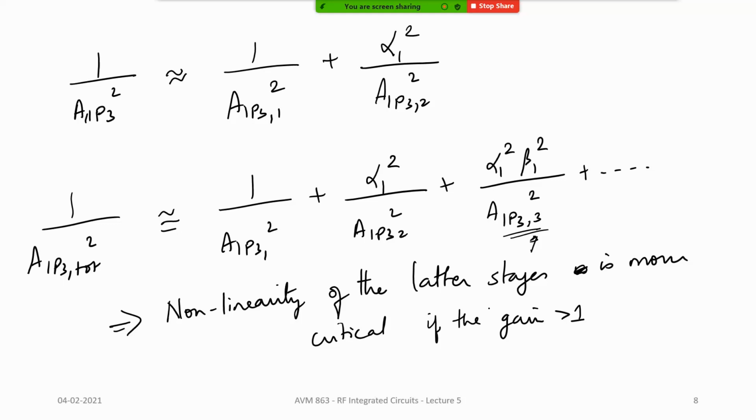Okay, any doubts, any questions? Okay, I hope it is clear. So with this, probably we will conclude our discussion on linearity. There's something called AM/PM conversion that I'll take tomorrow in the next class, and then we'll jump into noise.